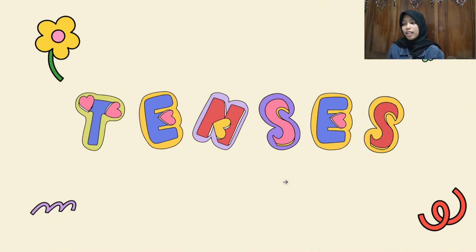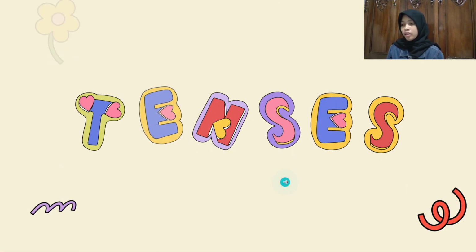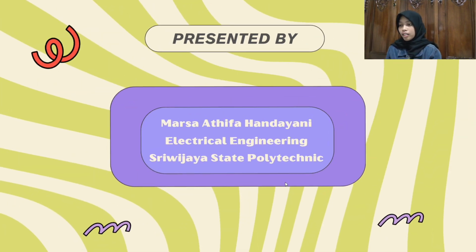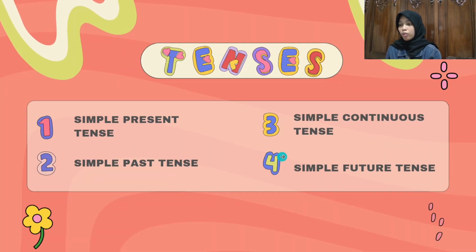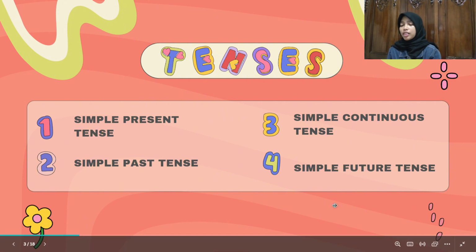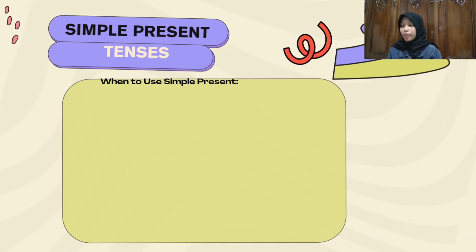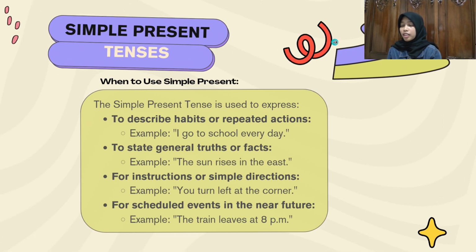Okay guys, in this video, I will tell you about 4 branches of tenses. The first one is simple present tense, the second is simple past tense, then simple continuous tense, and the last one is simple future tense. Okay, next. The first material is simple present tense.